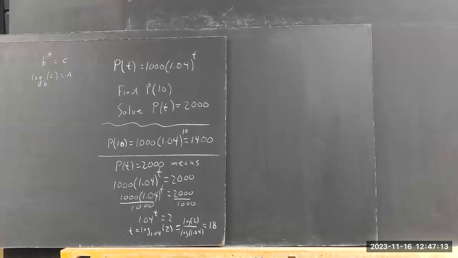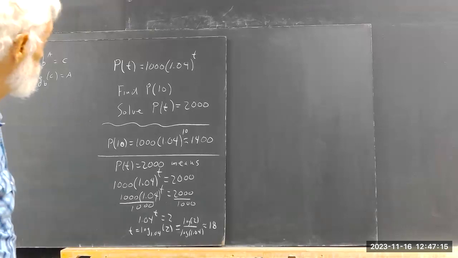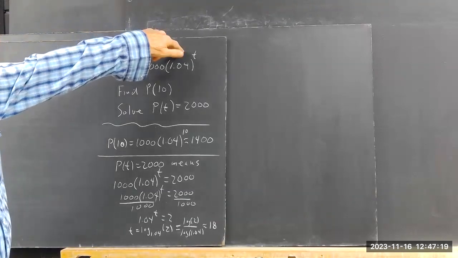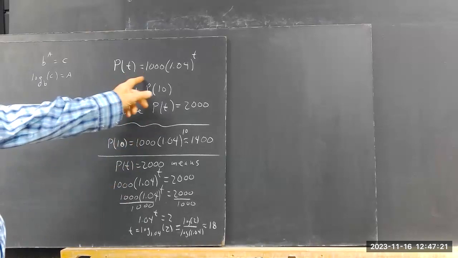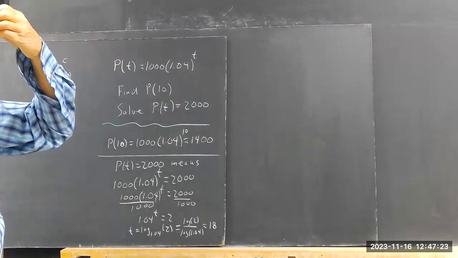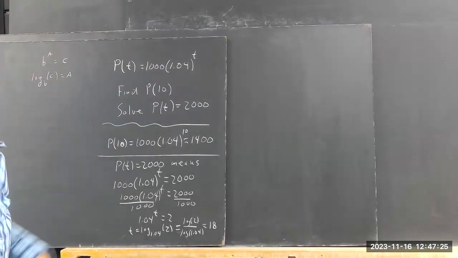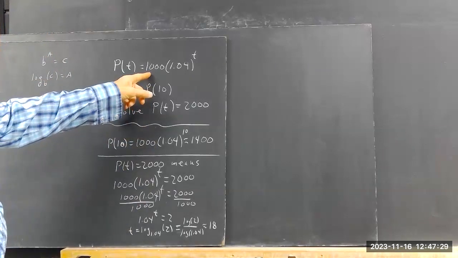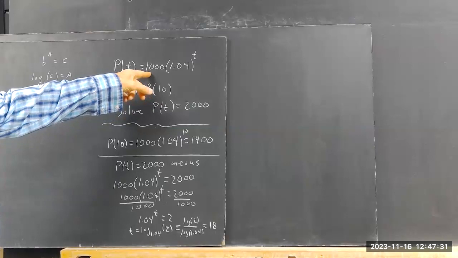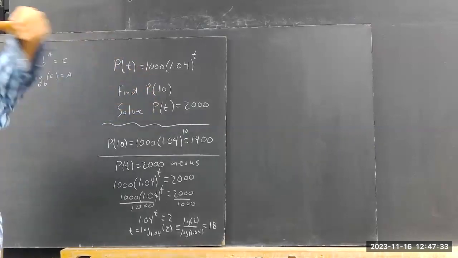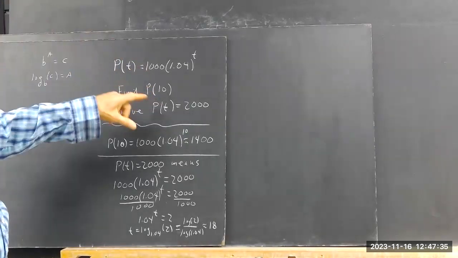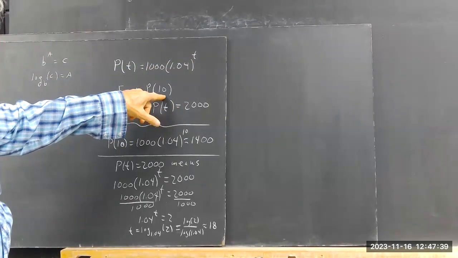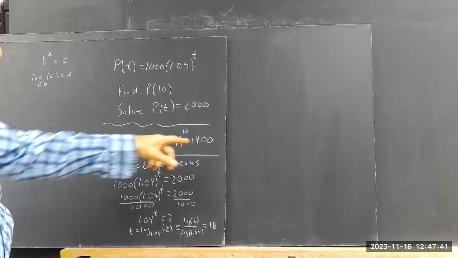Okay, so again, P of t is 1,000 times 1.04 to the t. Incidentally, this is what you would get with a 4% interest rate compounded continuously if you invest $1,000. So t is in years. P of 10 is how much money you'd have after 10 years.